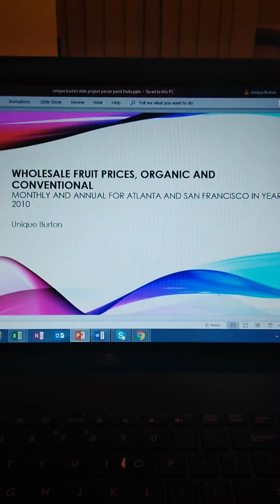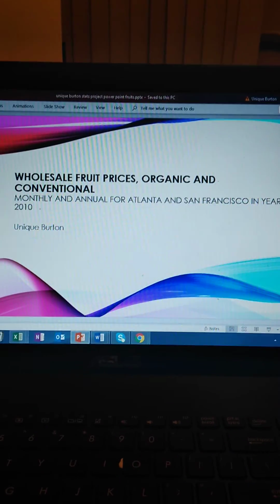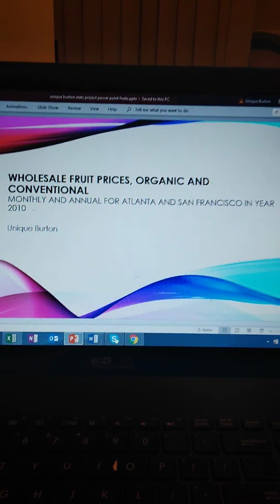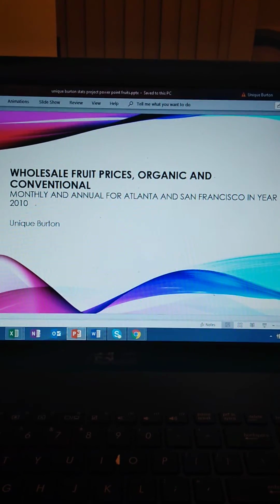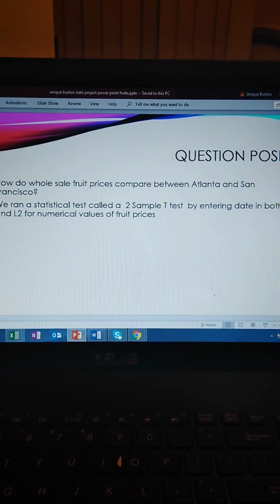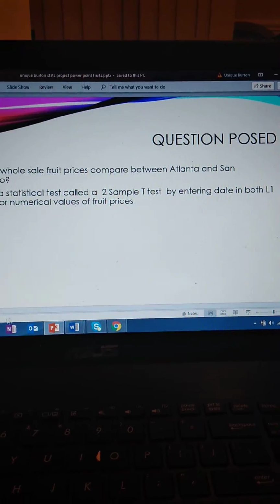My name is Unique Burton, and my statistics project was done on wholesale fruit prices, organic and conventional, monthly and annually for Atlanta and San Francisco in the year of 2010. My data set I got from dataset.gov, and this is my original data set.